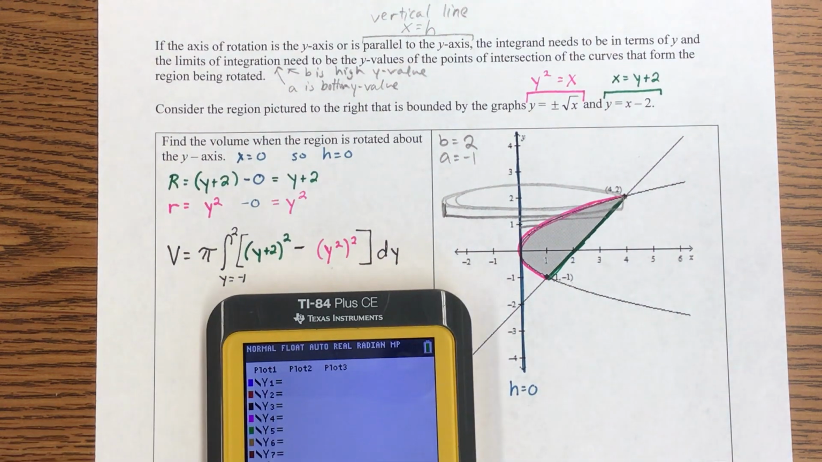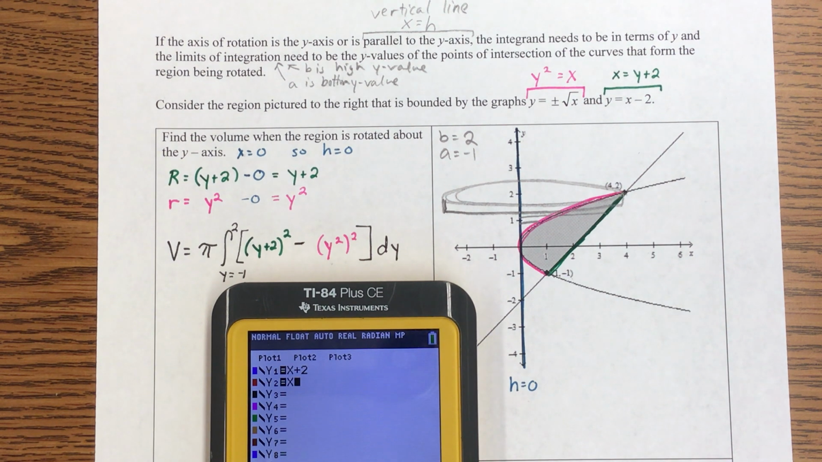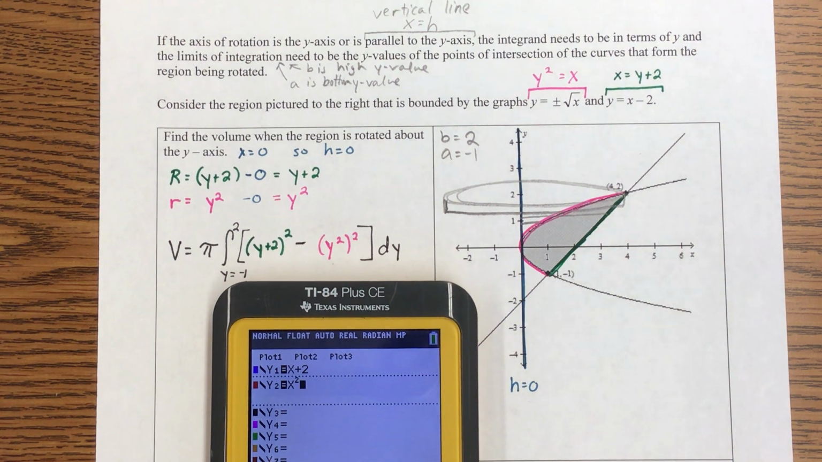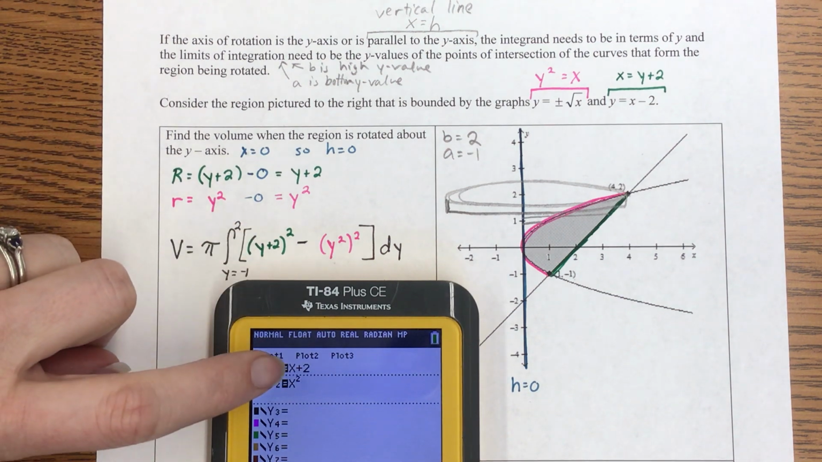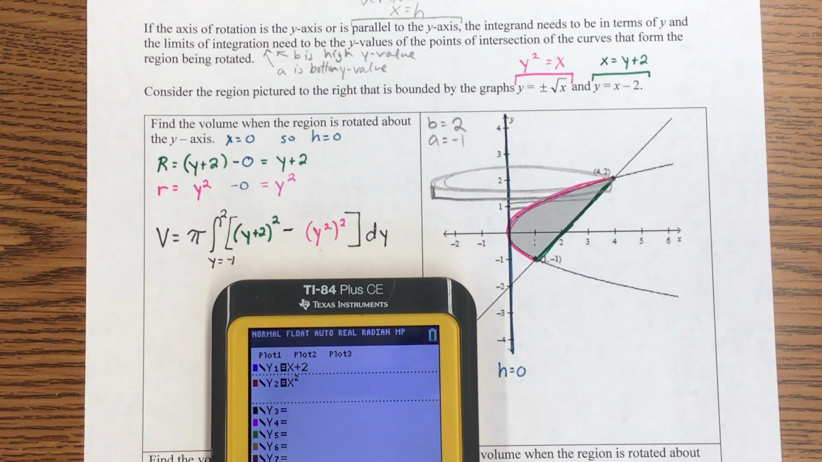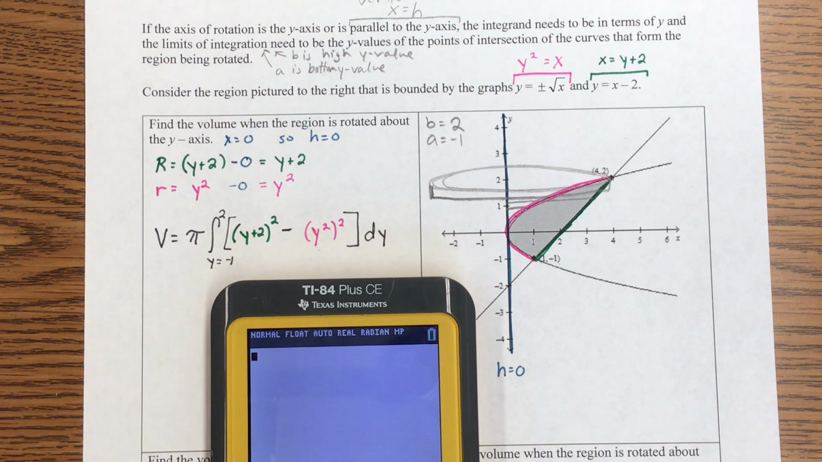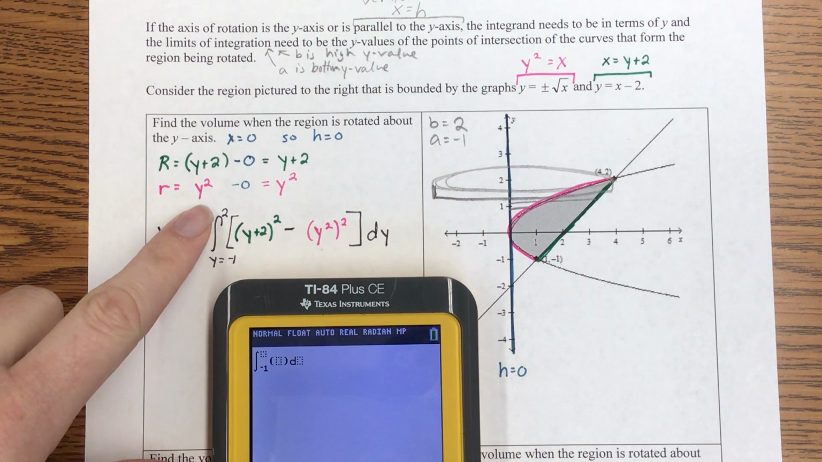Okay, so I'm going to make y1 be x plus 2, and this one's going to be x squared. Of course we know that anything that says y here is going to be x's on here, just because this is the ability that we have with these calculators. I'm going to quit out of that and then go to an integral. That's going to be math 8. Nope, math 9. We're going from -1 to 2.